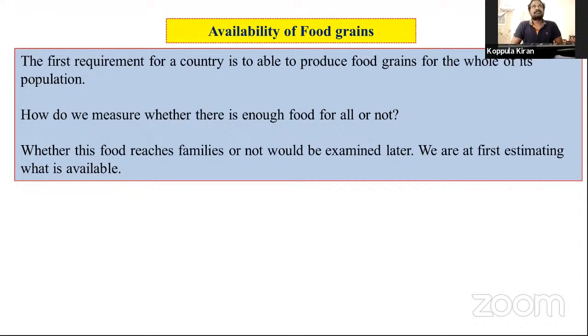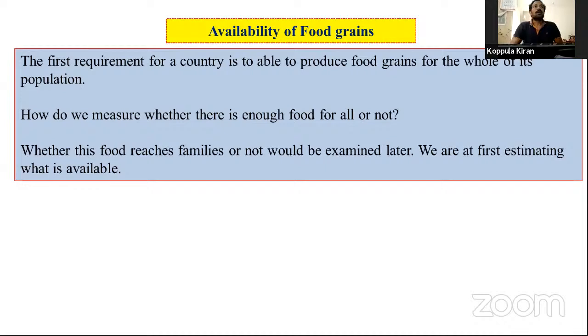See this slide, all of you. Availability of food grains. What is the availability of food grains? The first requirement for a country is to be able to produce food grains for the whole of its population. How much food grains? The total requirement of the country's people.